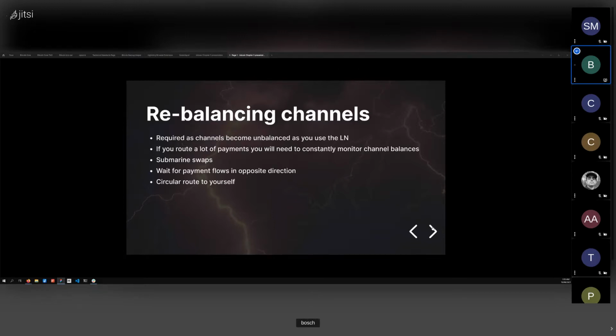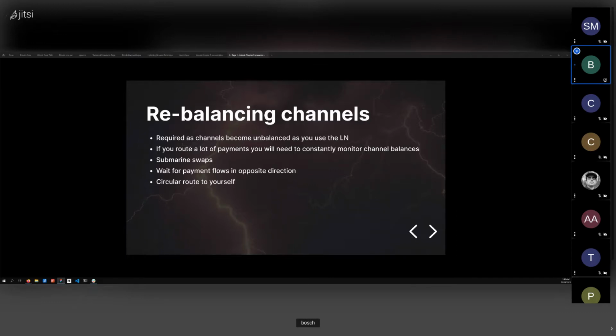I mentioned before the automatic autopilot thing, which could be an option in the future. If you route a lot of payments, you need to constantly monitor channel balances. Submarine swaps, like I briefly touched on before, are another option. So you can use the loop in or loop out service that LND offers to rebalance your channels.